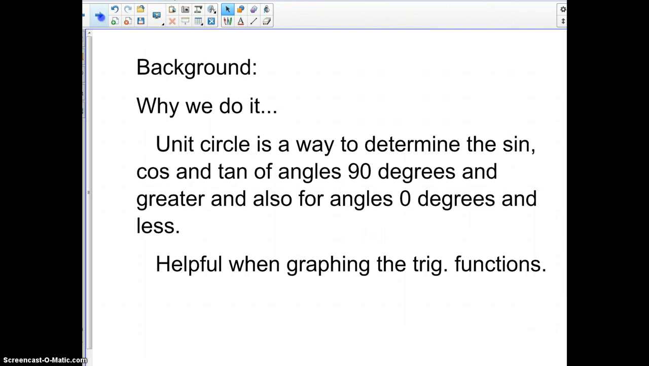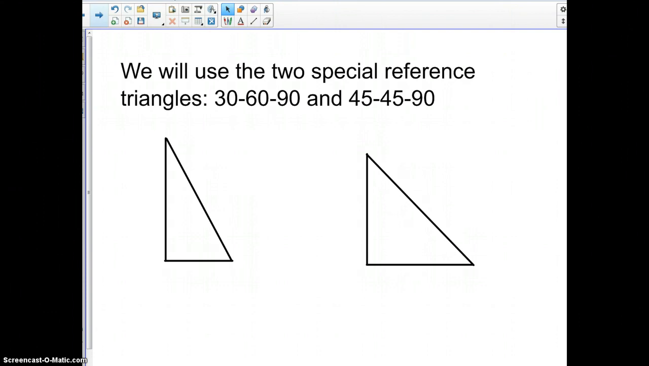So as we reviewed in class today, you have the two special reference triangles you'll need. The 30, 60, 90, we'll be using that. Remember the ratios here. The base, the side between the 60 and the 90, is 1. The other leg is the square root of 3. The hypotenuse is 2.